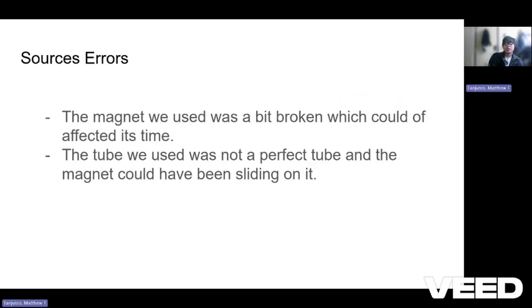Some sources of error: the magnet we used was a bit broken, which could affect its time, as well as the tube not being a perfect tube. The magnet could also have been sliding on the foil. So take that into consideration.